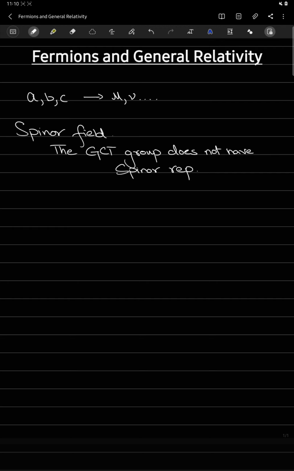And so to embed fermions into general relativity, it becomes a very difficult task, or a difficult problem. To make the theory of fermions GCT covariant, we should be able to make a relation between the Lorentz coordinates and the world coordinates, right?